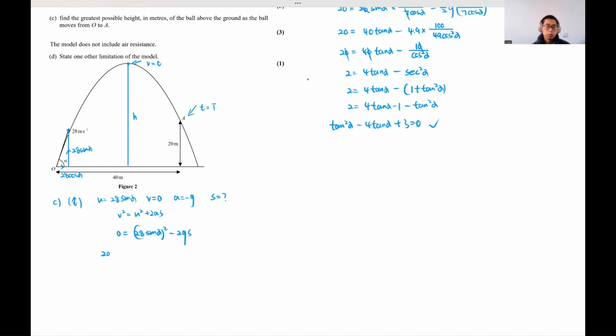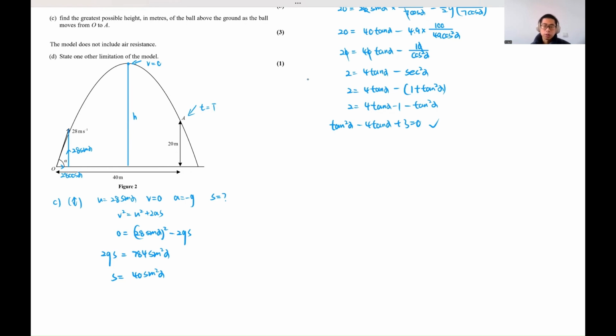So that means 2gs is equal to 28 squared, which is equal to 784 sine squared alpha. So s is just equal to 784 divided by 2 divided by 9.8, which is 40, times sine squared alpha. So as long as we know what sine squared alpha is, we can work out the answer. We can work out sine squared alpha from what we got before.